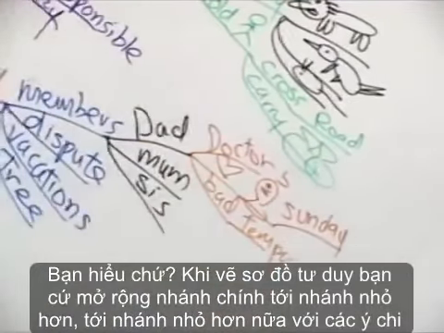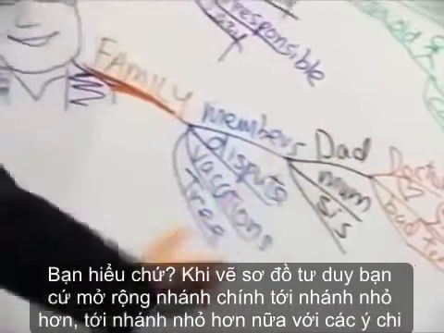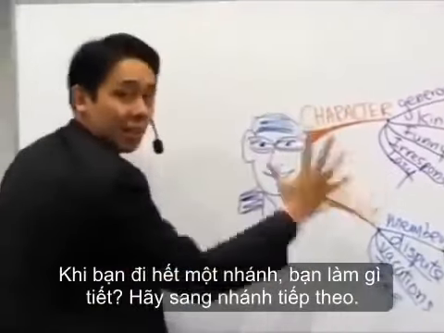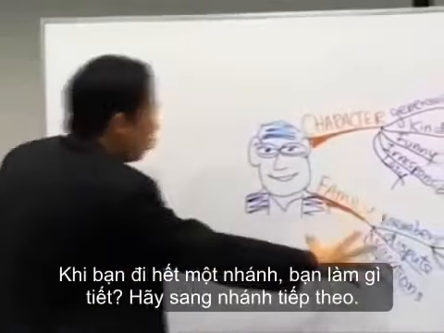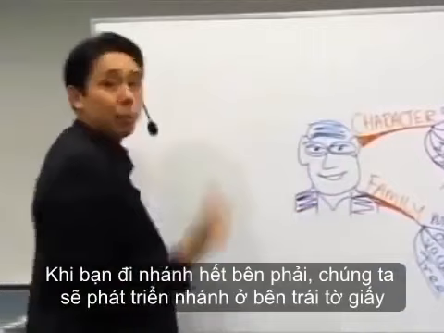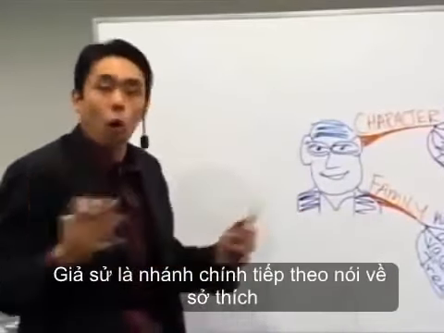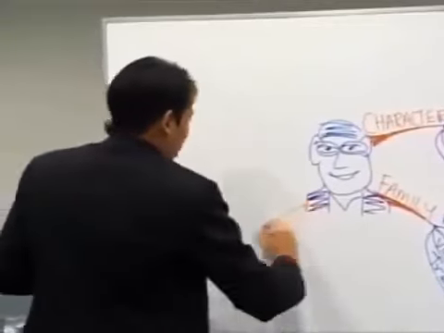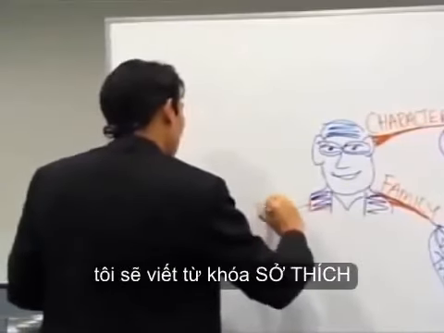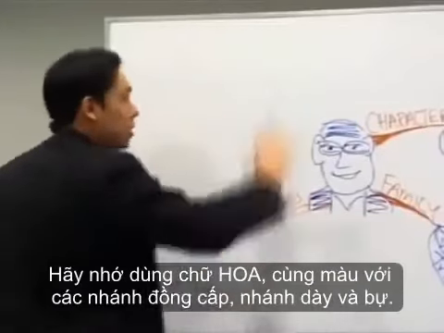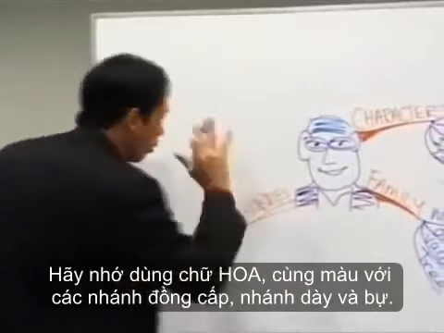Does this make sense? So as you develop a mind map, you branch out and you go further and further into more and more details. Again, once you complete this entire section, what do you do? You go on to the next subheading. Now, there comes a point of time when the subheadings will start to appear on the left-hand side of the page. So, for example, let's say the next subheading is hobbies, H-O-B-B-I-E-S. Again, capital letters, same color as the rest of the subheadings, on a thick branch.